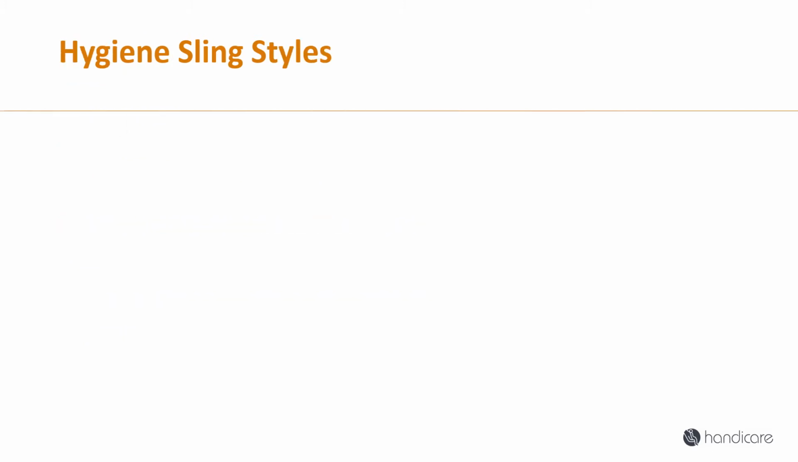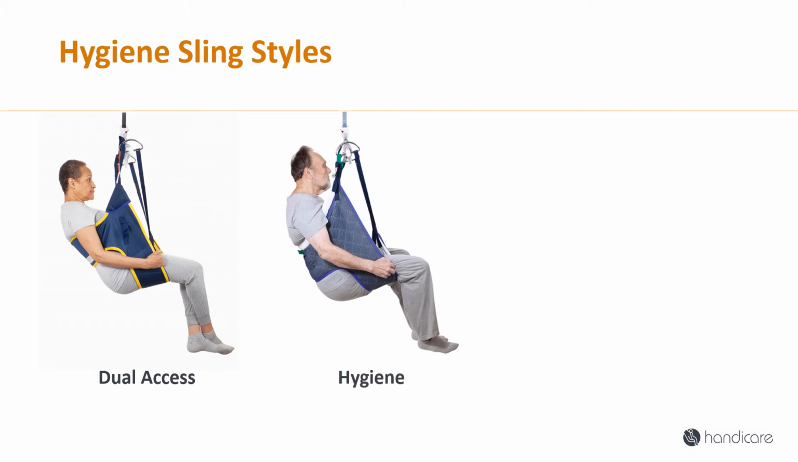Now let's look at the Hygiene sling group. Within the Hygiene sling group, you will find the dual access and the Hygiene sling. Both slings are specifically designed for toileting and hygiene functions. The Hygiene and dual access sling can be used with either a floor or ceiling lift. These slings are popular with caregivers because they can be quickly and easily applied, and they provide easy access to clothing for toileting and hygiene needs.